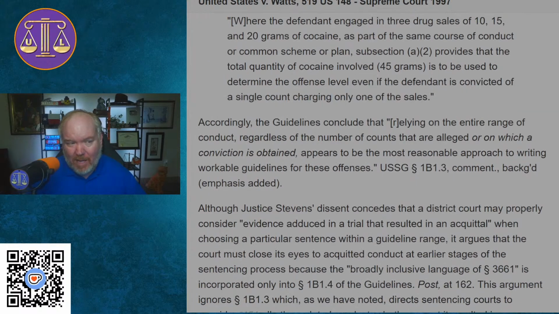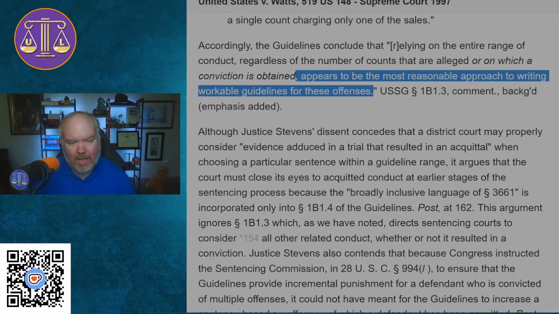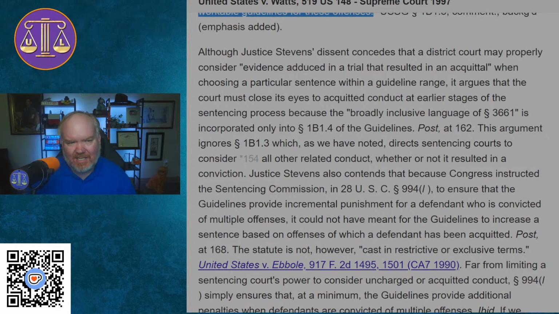Great, moving on. Accordingly, the guidelines conclude that relying on the entire range of conduct, regardless of the number of counts alleged or convictions obtained, appears to be the most reasonable approach to the guidelines. Although Justice Stevens' dissent concedes that a district court may properly consider evidence adduced at trial that results in acquittal when choosing a particular sentence within the guideline range, it argues the court must close its eyes to acquitted conduct at earlier stages of the sentencing because broadly inclusive language is incorporated only into some sections of the guidelines.